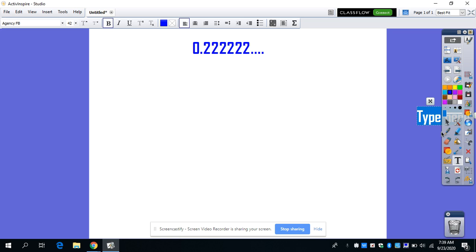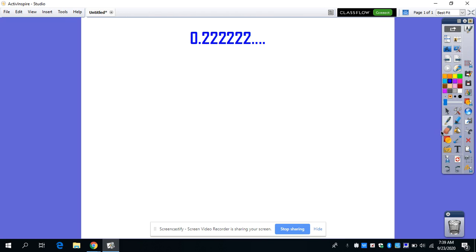Hey guys, all right, so we're going to go over how to convert a repeating decimal like this into a fraction. So first, what does this repeating decimal look like if it doesn't have a bar notation over it? I want you to know what it looks like. So this obviously is going to be 0.2 with the bar notation, okay?